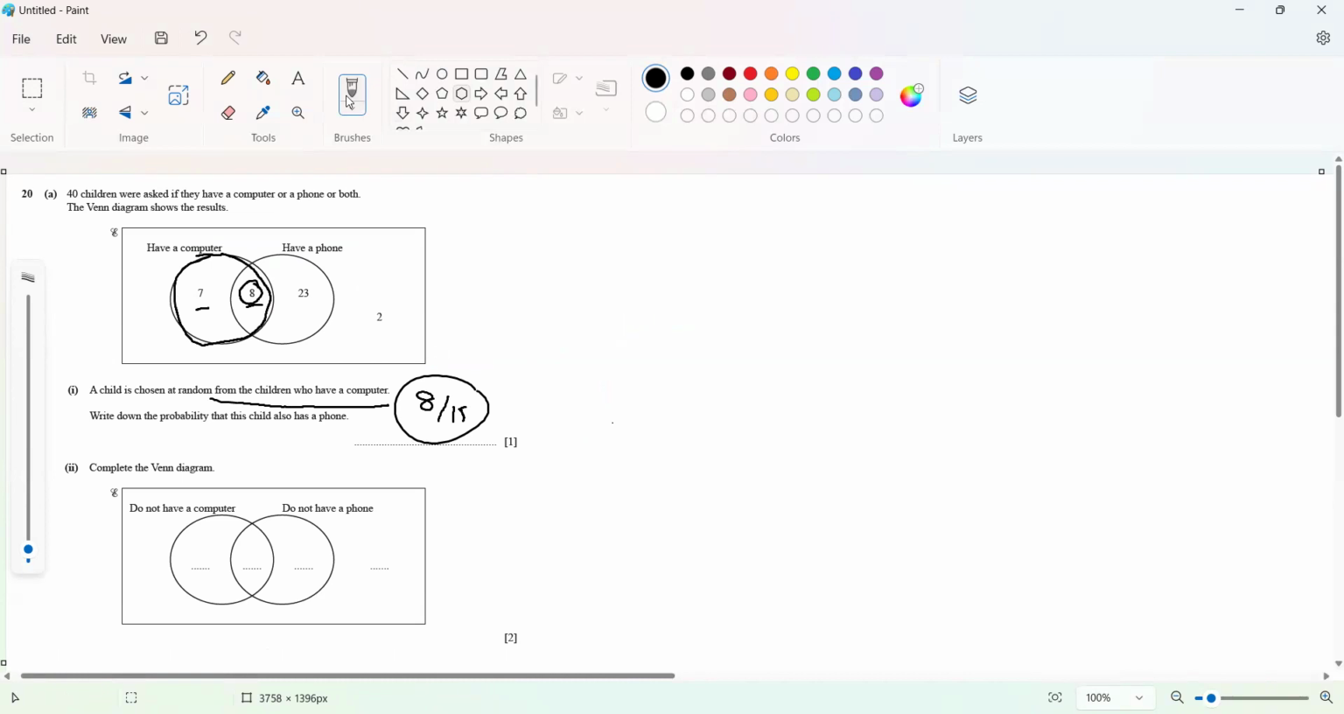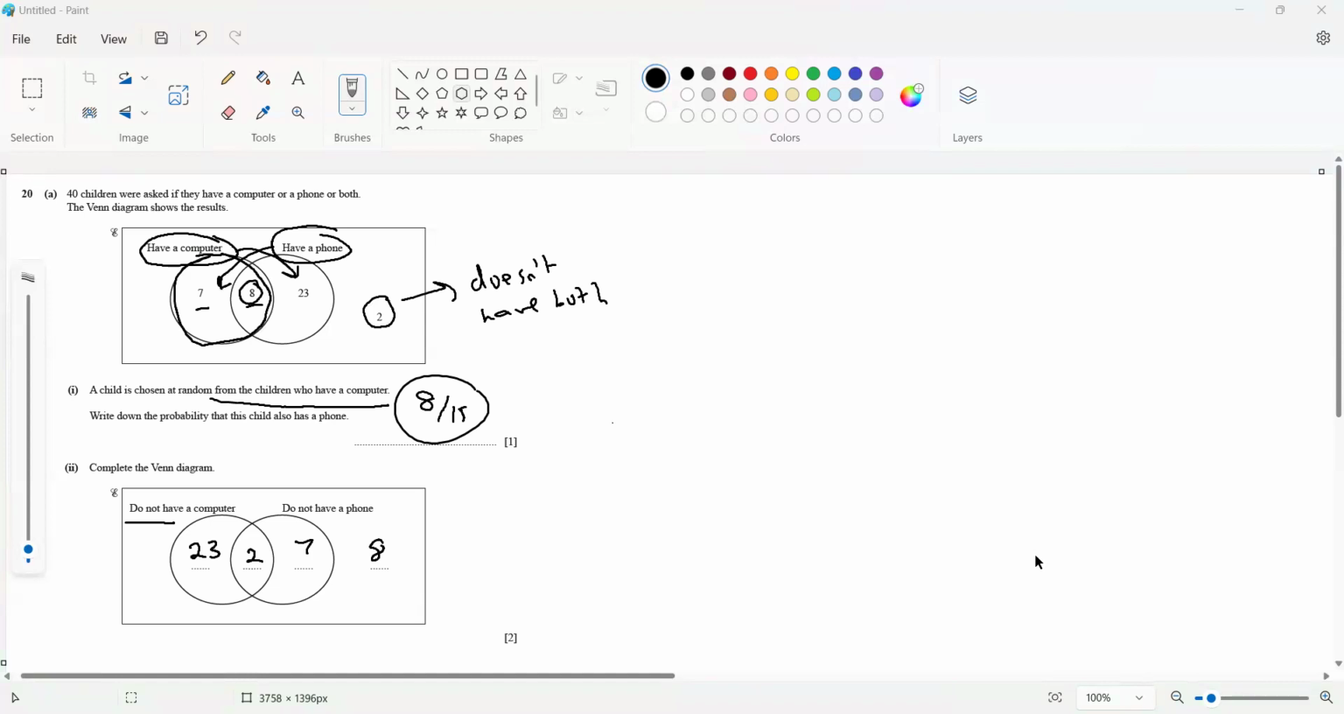So complete the Venn diagram. This is do not have phone, do not have computer, and don't have both. So this is have computer, have phone, and don't have both. In other words, this is the one that doesn't have both. So straight away, I can put the 2 here. So does not have a computer, the person who doesn't have a computer is basically here, so this would be 23. Whereas the person who doesn't have a phone would be here. So this is 7. And the person who has both will be outside now. So 8 is here.